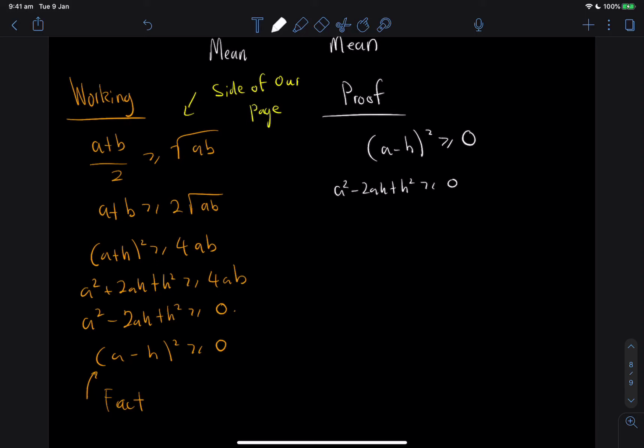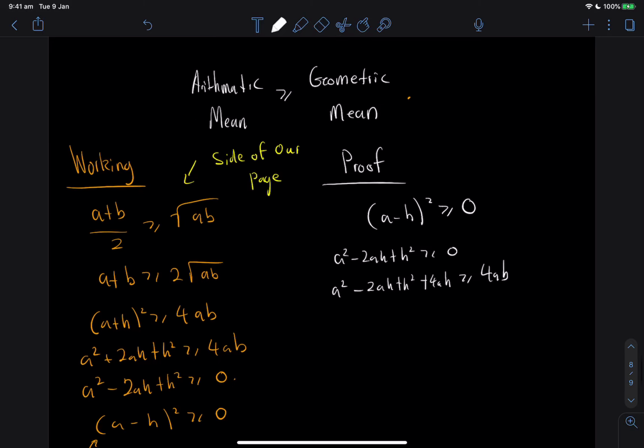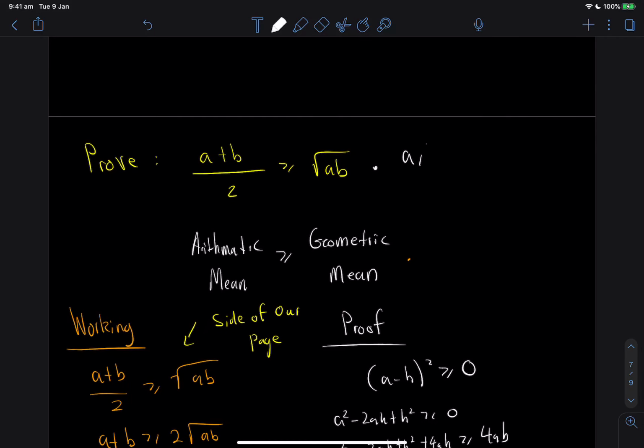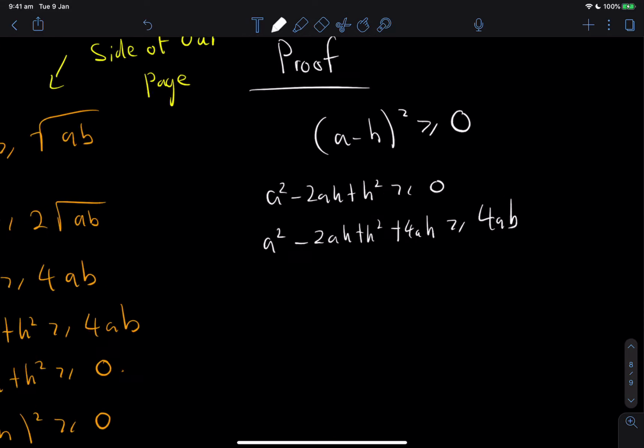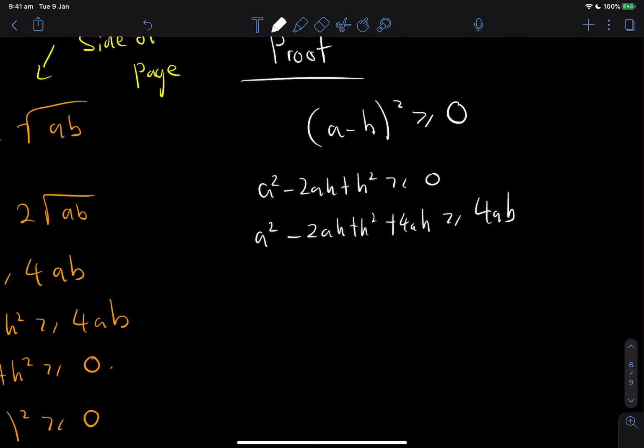And then now we can add 4ab to both sides. So this becomes a squared minus 2ab plus b squared plus 4ab greater than or equal to 4ab. And we can do this because 4ab is a positive number, right? In this question, it's meant to be assuming that a and b are both greater than 0. And with this, 4ab is obviously greater than 0 because 4 is positive and a and b are both positive. Okay, now simplifying, we get a squared plus 2ab plus b squared is greater than or equal to 4ab.